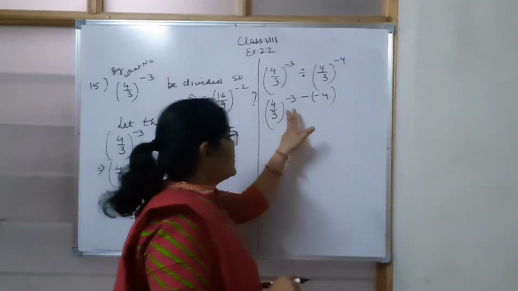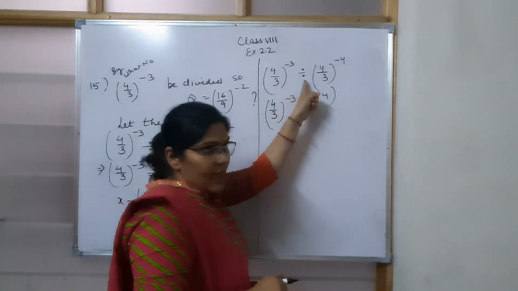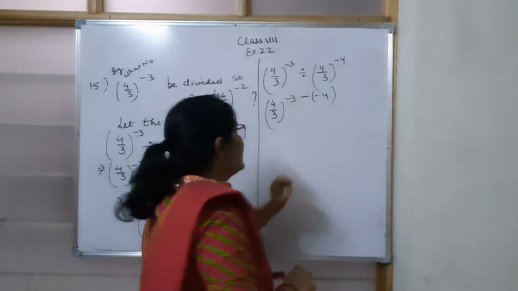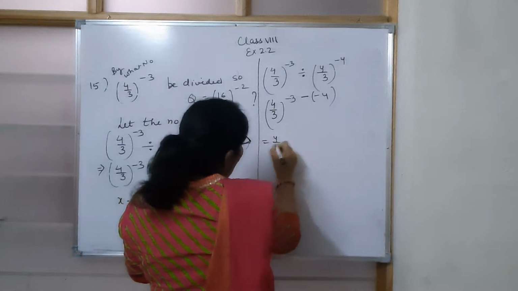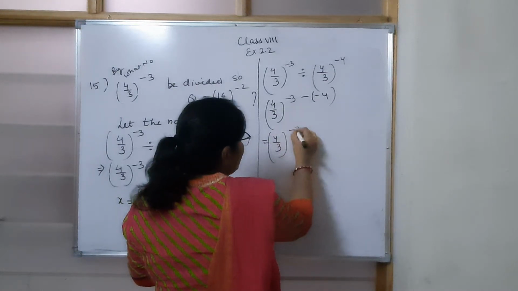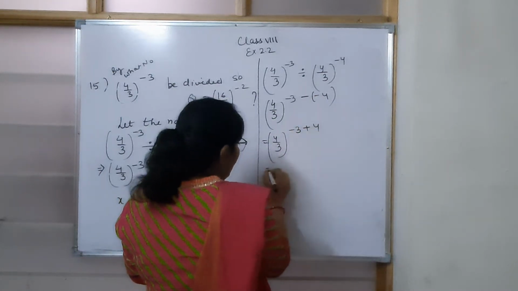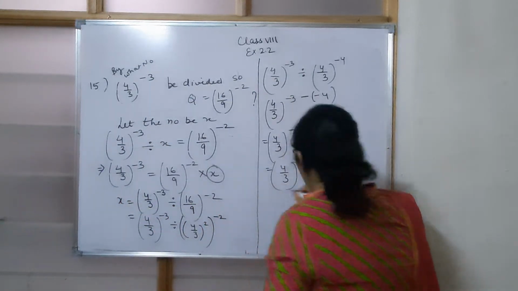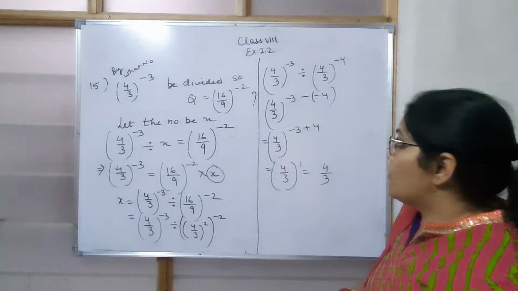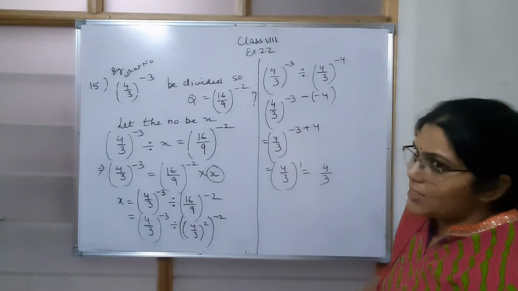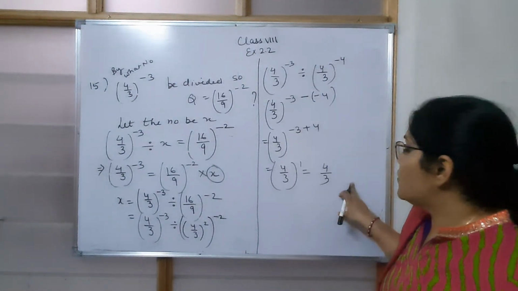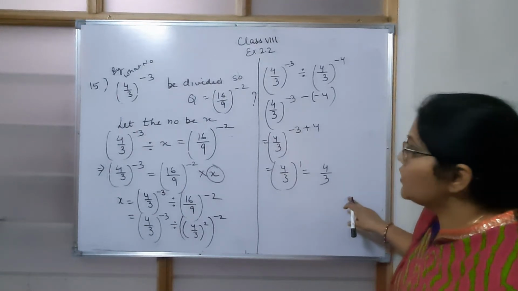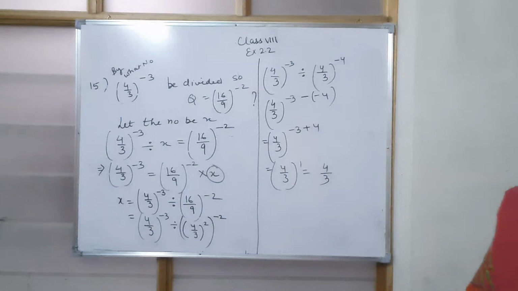First power minus 3. Then because division sign is there and bases are same, so we will put minus sign and then minus 4. So this is going to be what? 4 upon 3. Now minus 3 minus minus plus 4. So this is 4 upon 3 raised to the power 1, which is what? 4 upon 3. So the number will be 4 upon 3. It means 4 upon 3 raised to the power minus 3 will be divided with 4 upon 3 raised to the power minus 4 to get what? To get 16 upon 9 raised to the power minus 2.